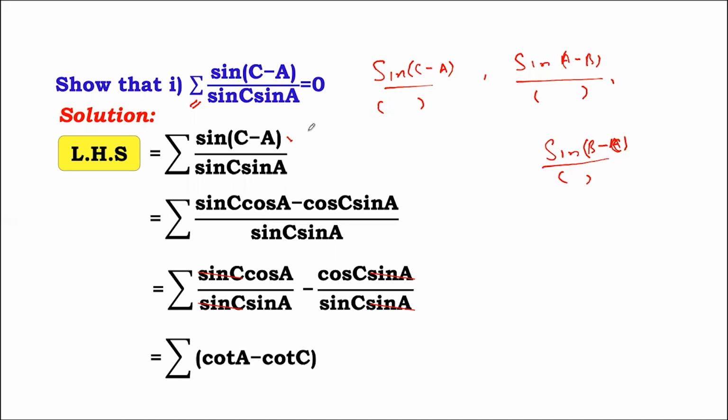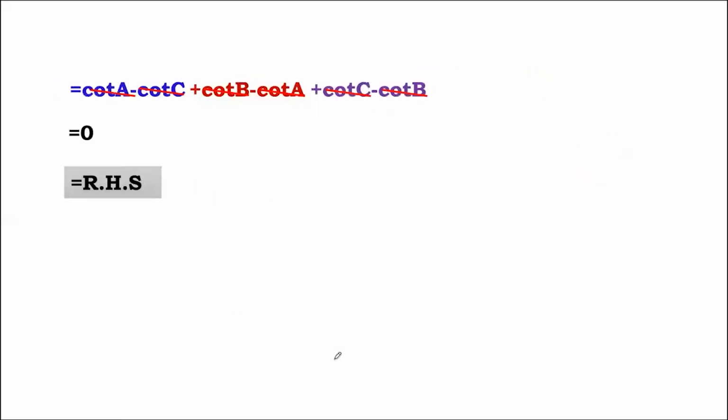So first, sine c minus a, we know the formula: sine c cos a minus cos c sine a upon sine c sine a. Divide this, cancel out, we get cot a minus cot c. So for first, this is cot a minus cot c. For second, this will be cot b minus cot a, then cot c minus cot b. Everything cancels out. We are getting the answer as 0.